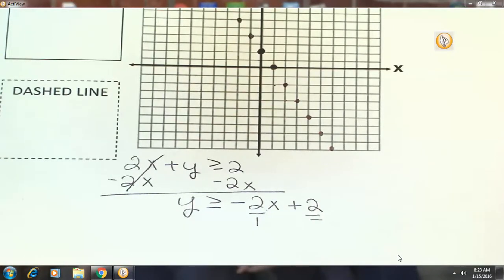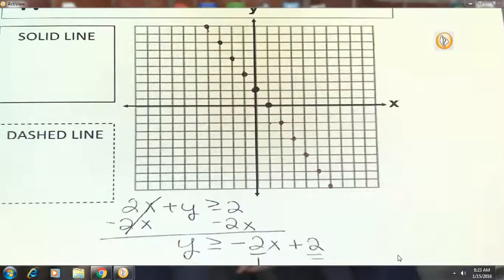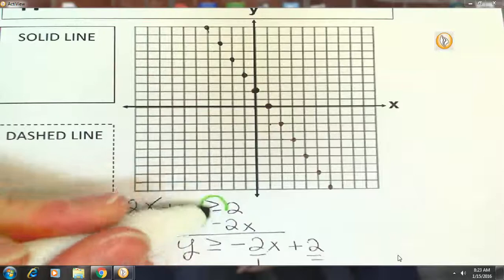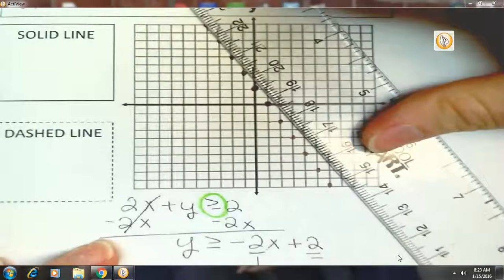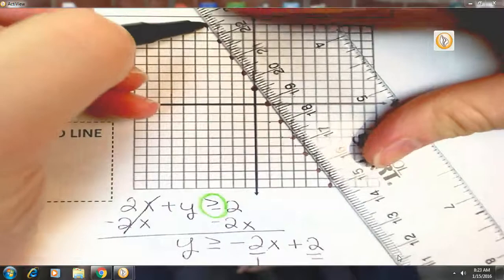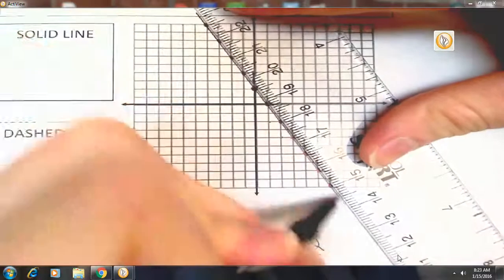Okay, make sure you extend your graph. Let's go ahead and make it a good solid graph. We're going to put our points all the way across here. Will we use a dash or a solid line? Solid. And how do I know it's solid? It's greater than or equal to. So take your ruler, if you would, and draw a solid line through those points.